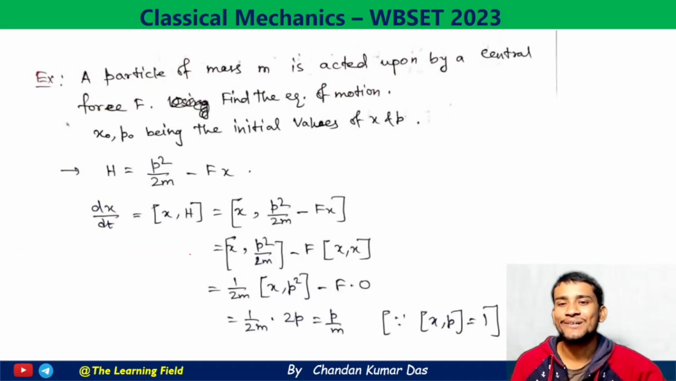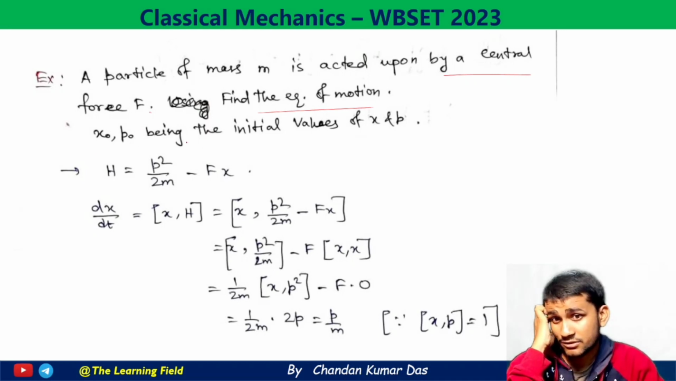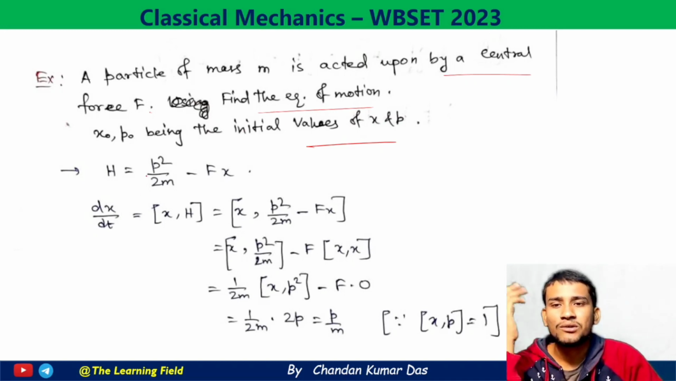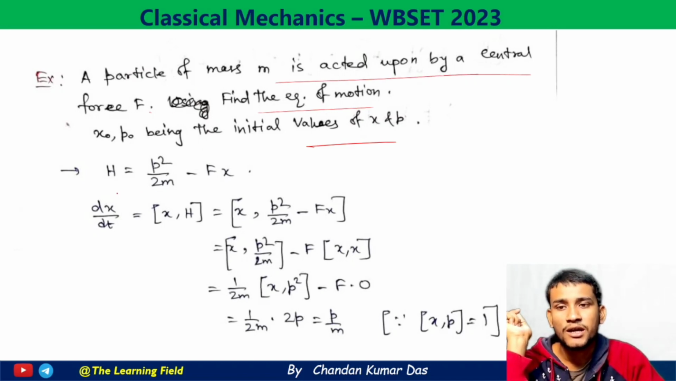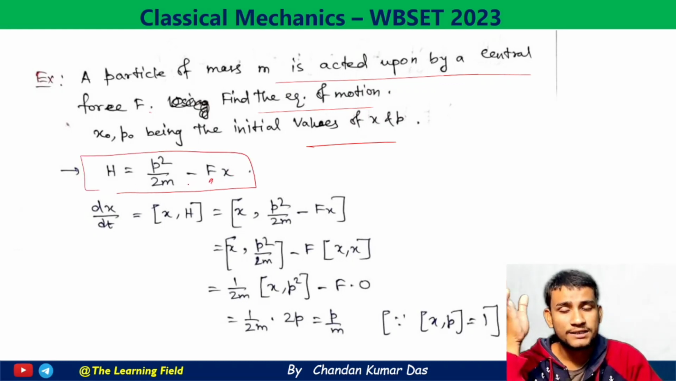Okay, now let us take an example. A particle of mass m is acted upon by a central force, find the equation of motion. And we can take x0, p0 as the initial values. This is just an example I take here. Now, the Hamiltonian of the above system, if the particle of mass m is acted upon by a central force, we can write as p square by 2m minus f into x. f is the force, and x is the product term.